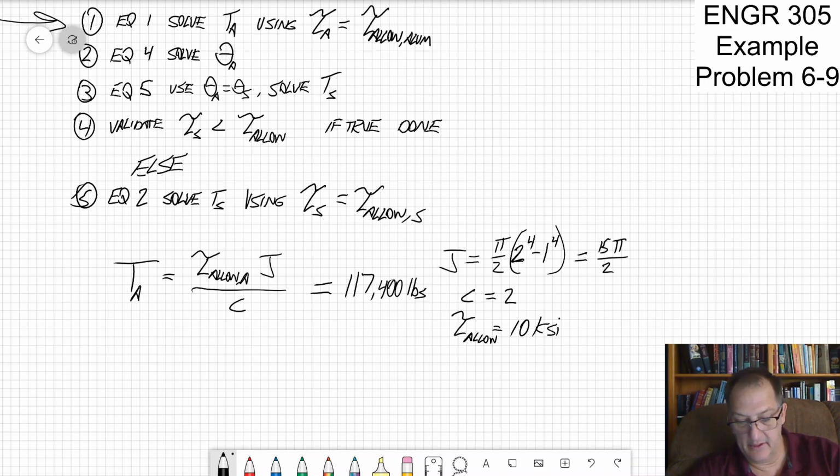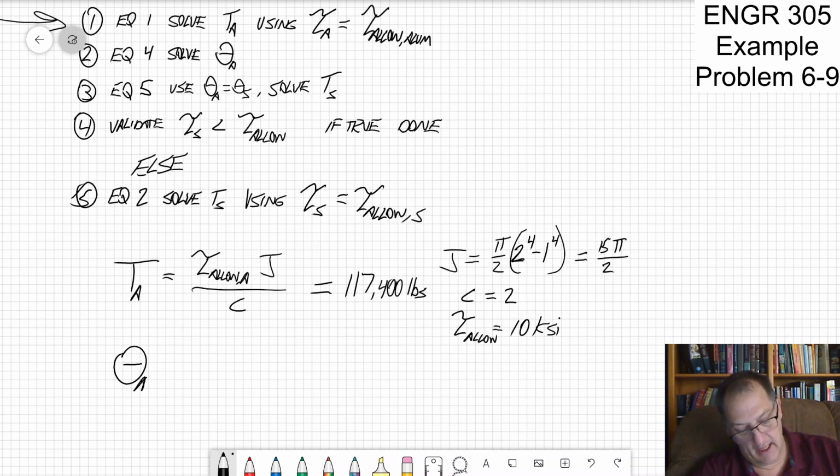I calculated that out. There's my J, which is pi over 2. Remember, you've got to use the radius to the 4th, not the diameter. I almost made that mistake. And then C is the radius. And I got 117,400 pounds. Okay, great.